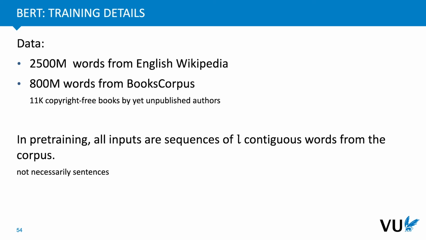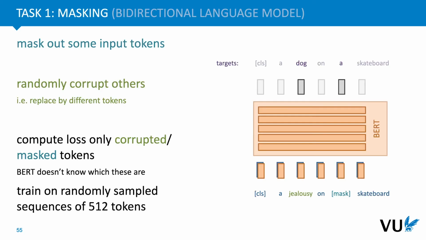BERT was trained on 2 tasks. The first is the masking task, also known as the bidirectional language model training, where we simply take an input sentence and make the target that same sentence, except that in the input some of the words are corrupted. Some are corrupted by replacing them by a special mask token, and others are corrupted by replacing them with a random word from the vocabulary.